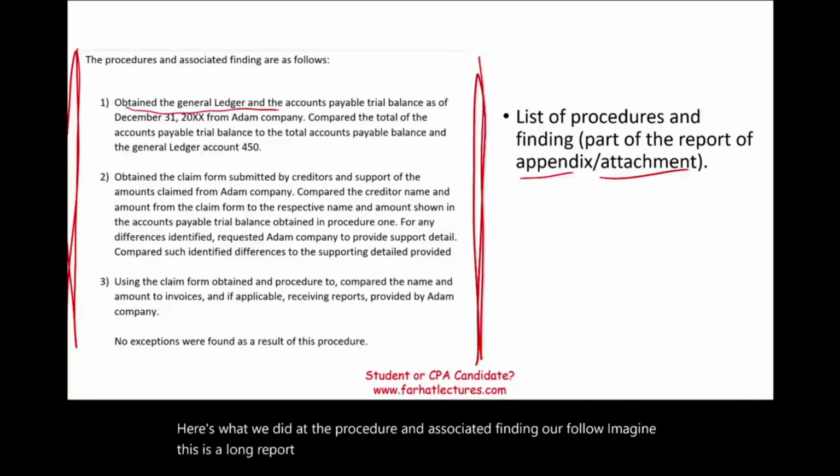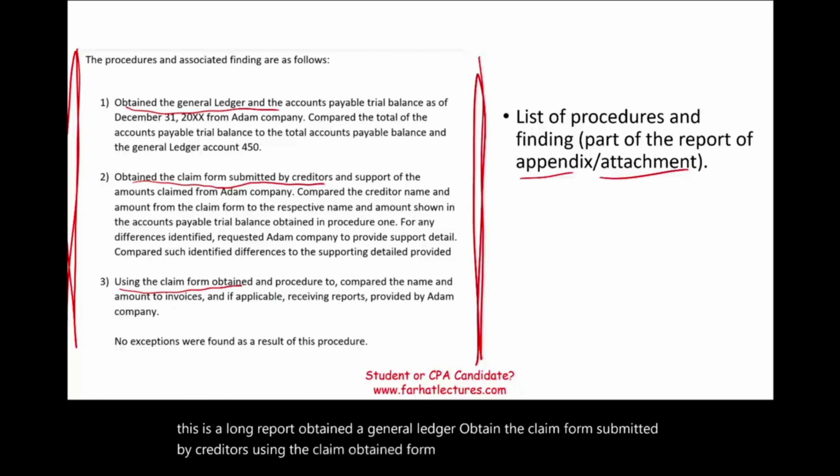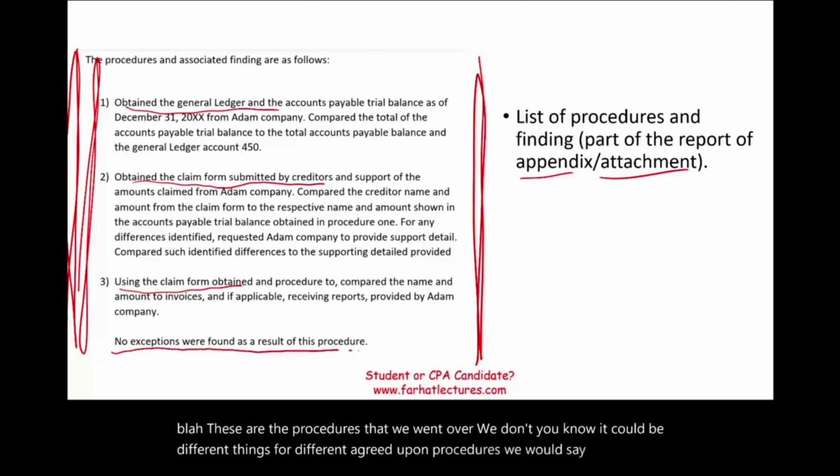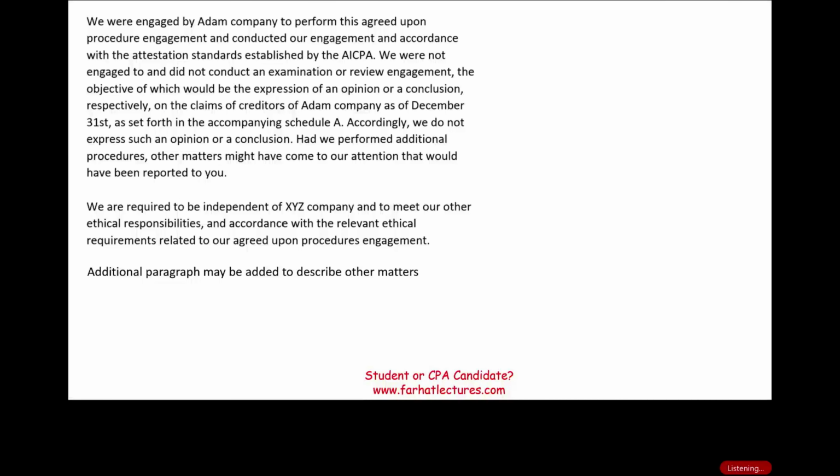Obtained the general ledger, obtained the claim form submitted by creditors, using the claim form obtained, performed the procedures, and so on. These are the procedures that we went over. It could be different things for different agreed upon procedures. We would say no exceptions were found as a result of these procedures. We are not done yet.